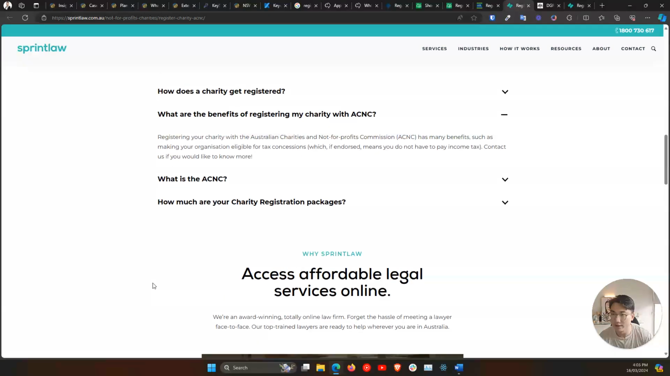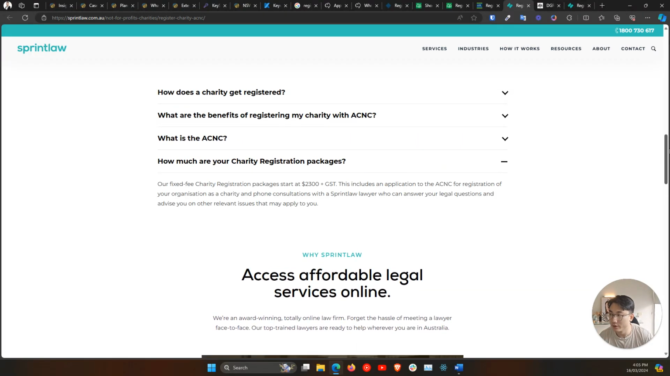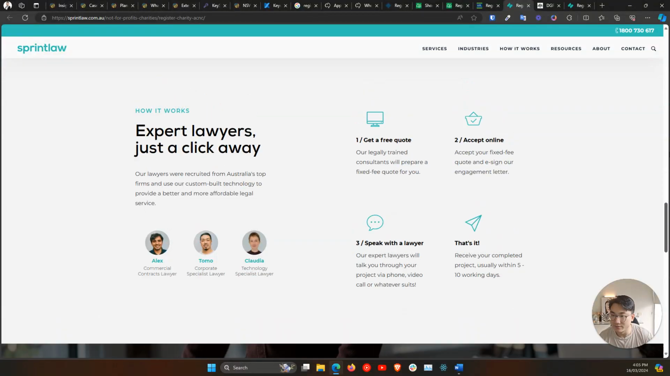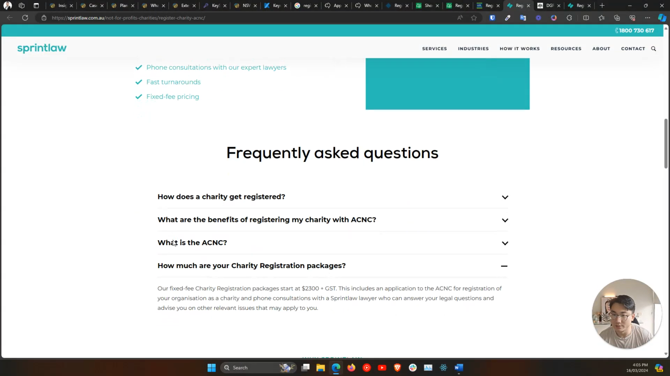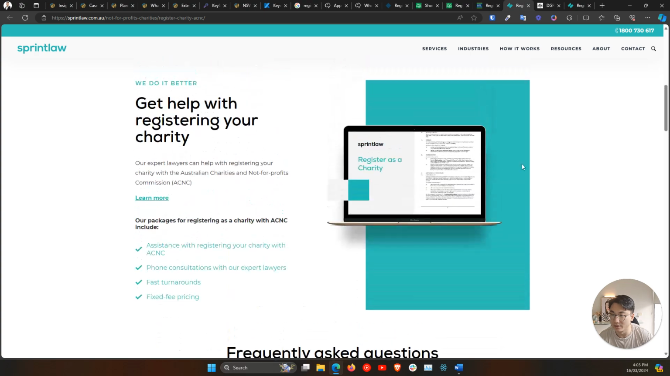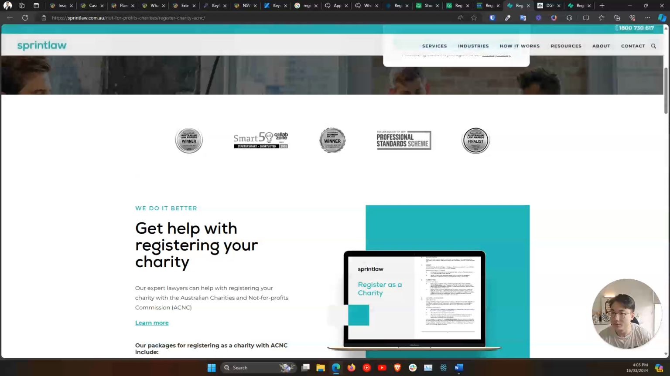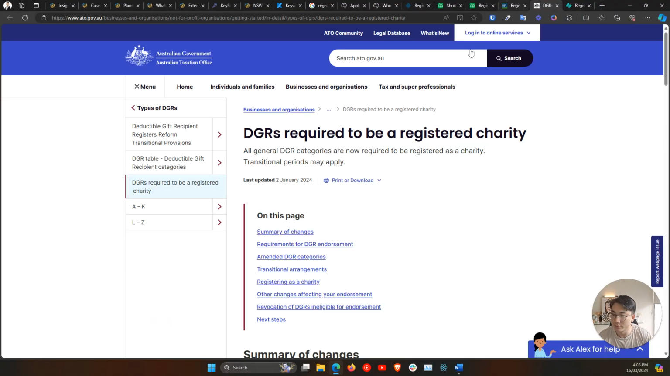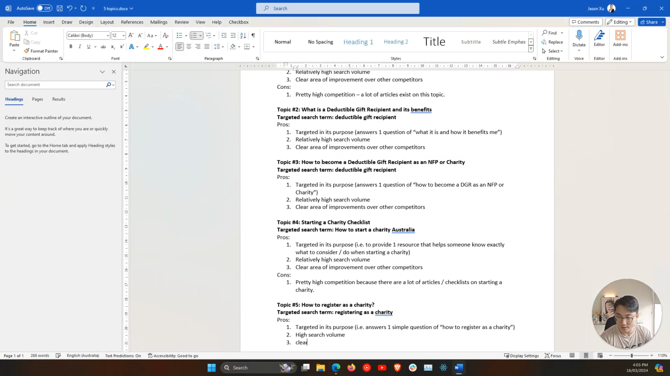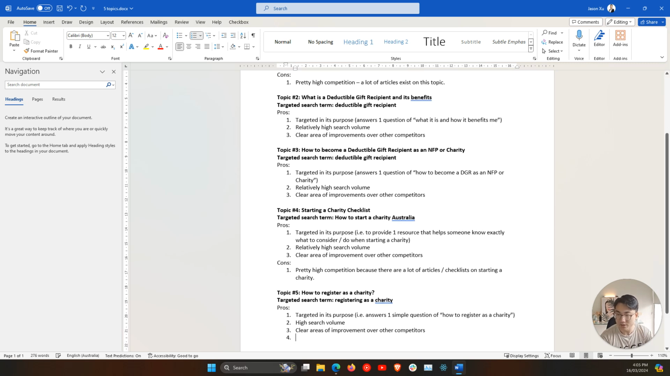And it's clearly not. I mean, they clearly have a few helpful tidbits on how to register as a charity, but they haven't put much effort into it because this is a landing page. It's not an article that's trying to help people. So we could certainly write... There's clear areas of improvement over other competitors. We could certainly write a longer article that goes into more depth about each step, makes it easier to understand what each step is, and can put in a table or an infographic as well.